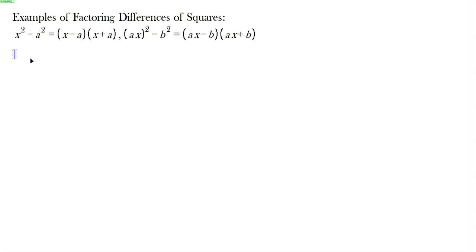So let me just remind you of the basic pattern that you have to apply. It's going to say x squared minus a squared. And the pattern states this is equivalent to x minus a times x plus a. For example, if you have ax, that quantity squared, minus b squared, this would factor into ax minus b times ax plus b. So these are the two major rules that you have to remember usually.